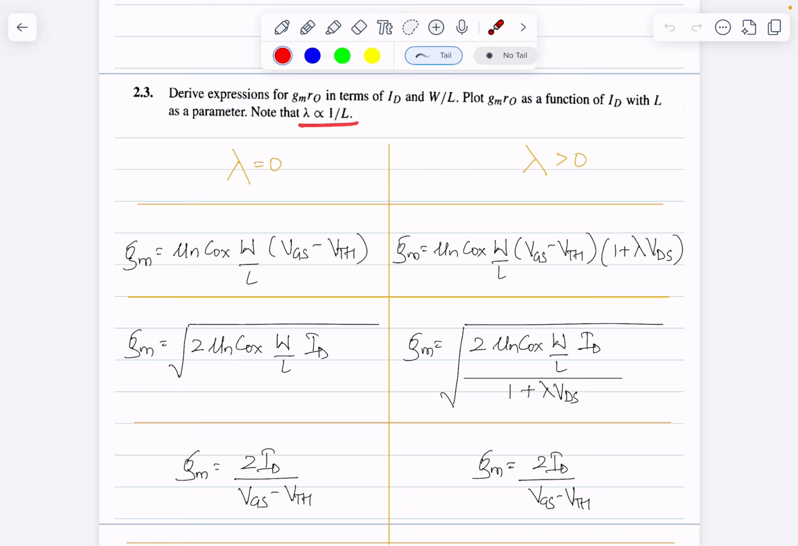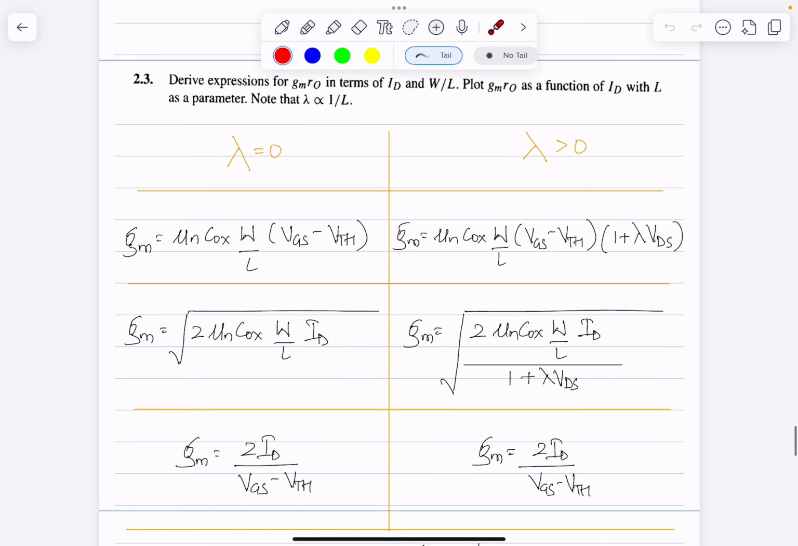Note that lambda is inversely proportional to the length of the channel. Lambda is the channel length modulation coefficient, and it is always inversely proportional to the channel length. So the longer the channel, the smaller the channel length modulation coefficient.